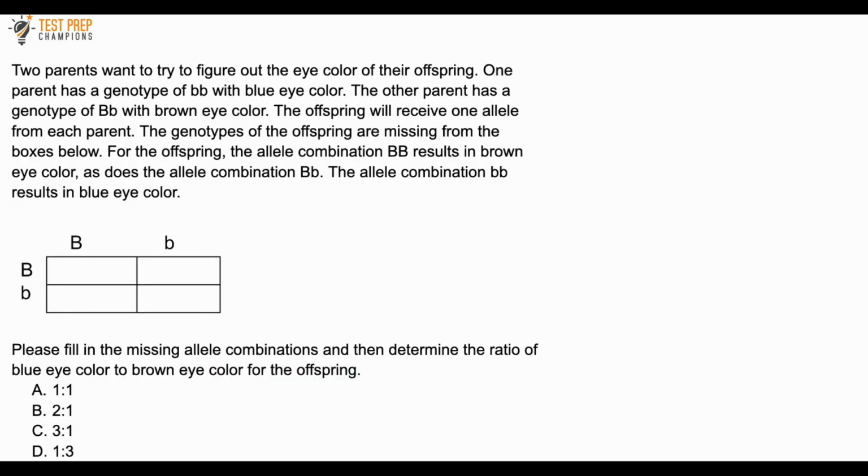Two parents want to try to figure out the eye color of their offspring. One parent has a genotype of little b little b with blue eye color. The other parent has a genotype of big B little b with brown eye color. The offspring will receive one allele from each parent. The genotypes of the offspring are missing from the boxes below. For the offspring, the allele combination big B big B results in brown eye color, as does the allele combination big B little b. The allele combination little b little b results in blue eye color. And it says, please fill in the missing allele combinations and then determine the ratio of blue eye color to brown eye color for the offspring.